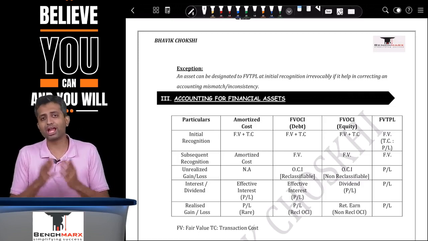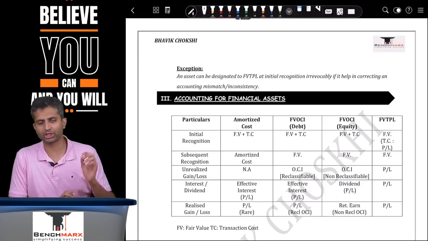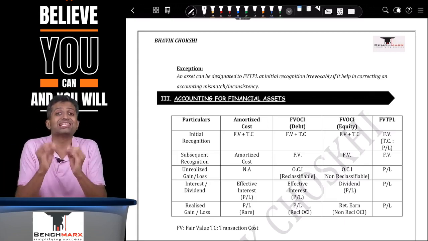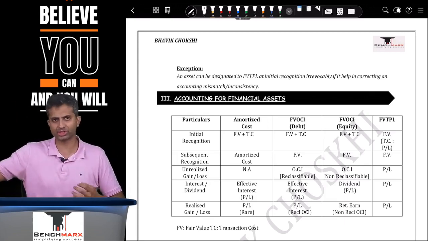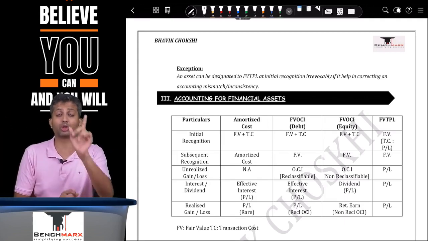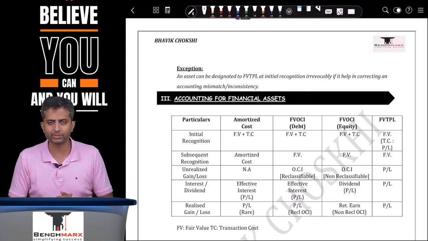In case of equity shares, you will receive dividend, and this dividend will also go to the profit and loss account. Effective interest will also go to the profit and loss account. Sir, but if it is FVOCI, it is fair value through OCI, not income through OCI. So dividend is an income which will still go to the profit and loss. Fair value gains will go through the other comprehensive income, not all incomes.